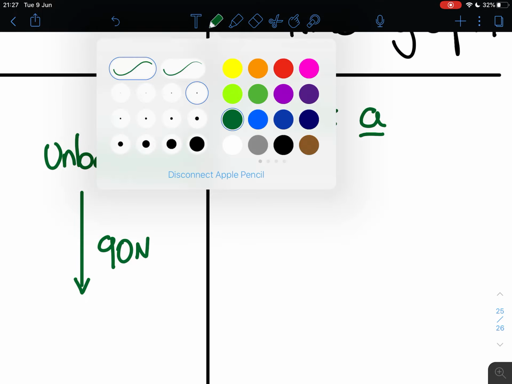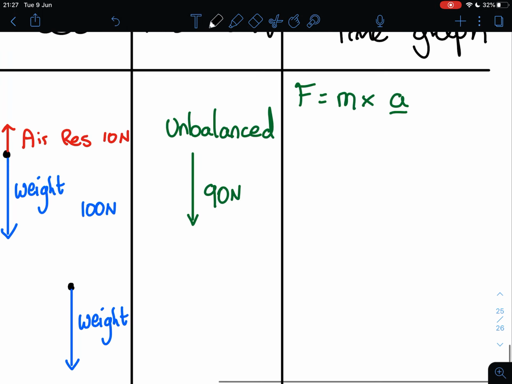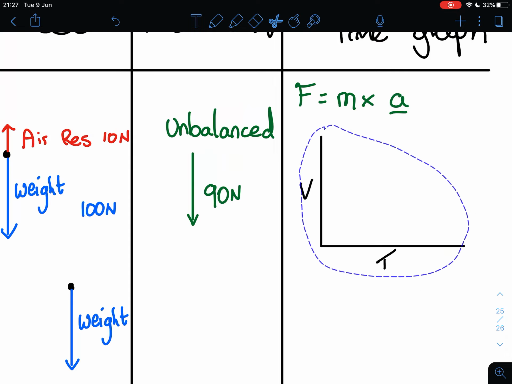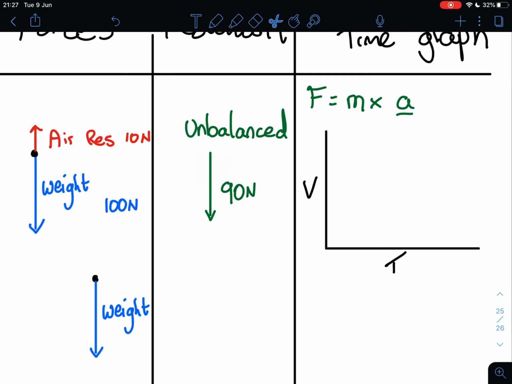So if we were to now draw the axes for a velocity time graph, at this point here, we have a large resultant force. So I'm going to put T for time, V for velocity. I'm going to shrink it because I've gone a little bit too far, shrink it down. I'm going to copy it while I'm here.